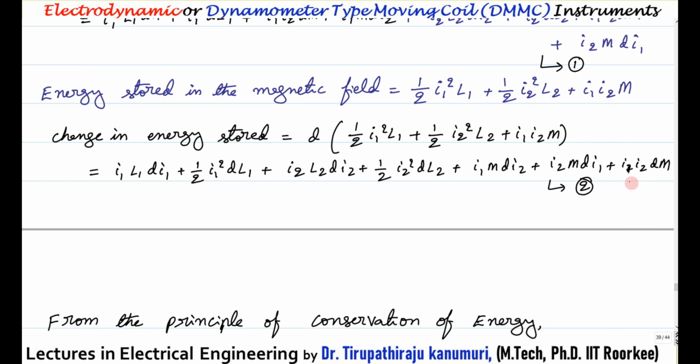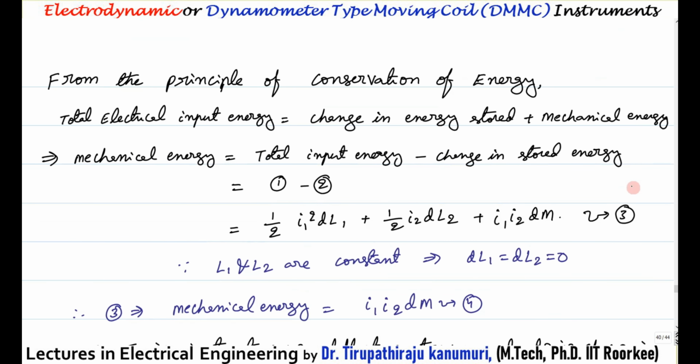So I1 multiplied by I2 multiplied by dm. So this is I1 multiplied by I2 multiplied by dm. From the principle of conservation of energy, we know that the total electrical energy input will be equal to the change in the energy stored plus the mechanical energy. That means whenever you are giving some input, some energy is stored, and the remaining energy will do some useful work. That means it will produce the required torque. Or we can say that the mechanical energy is nothing but the total electrical energy input minus the change in the energy stored. You agree with me?